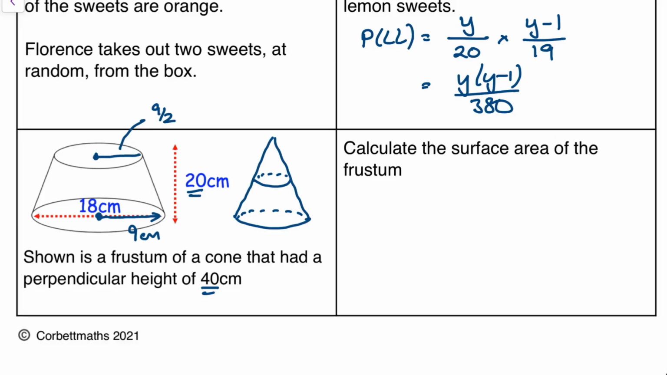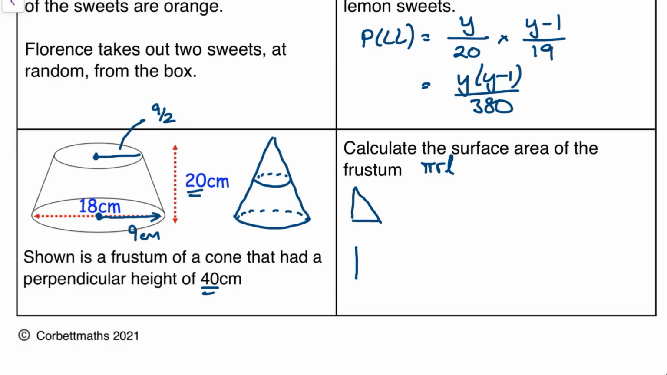Now, in order to work out the surface area of a frustum, you are going to need the curved surface area, and that is pi RL. So that's on the formula sheet if you do international maths, and you need to remember it if you don't. Then I need to work out the L, which is the diagonal side.